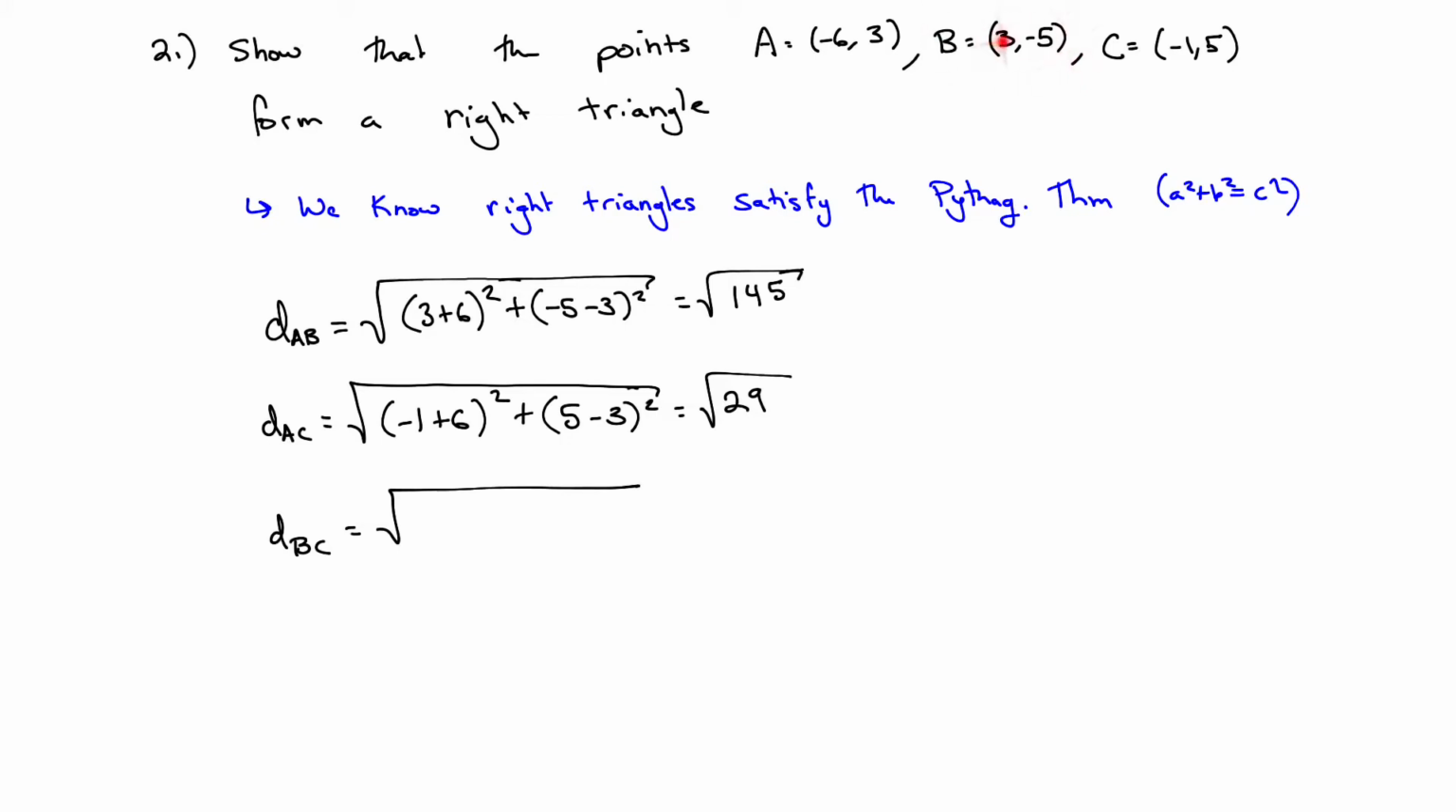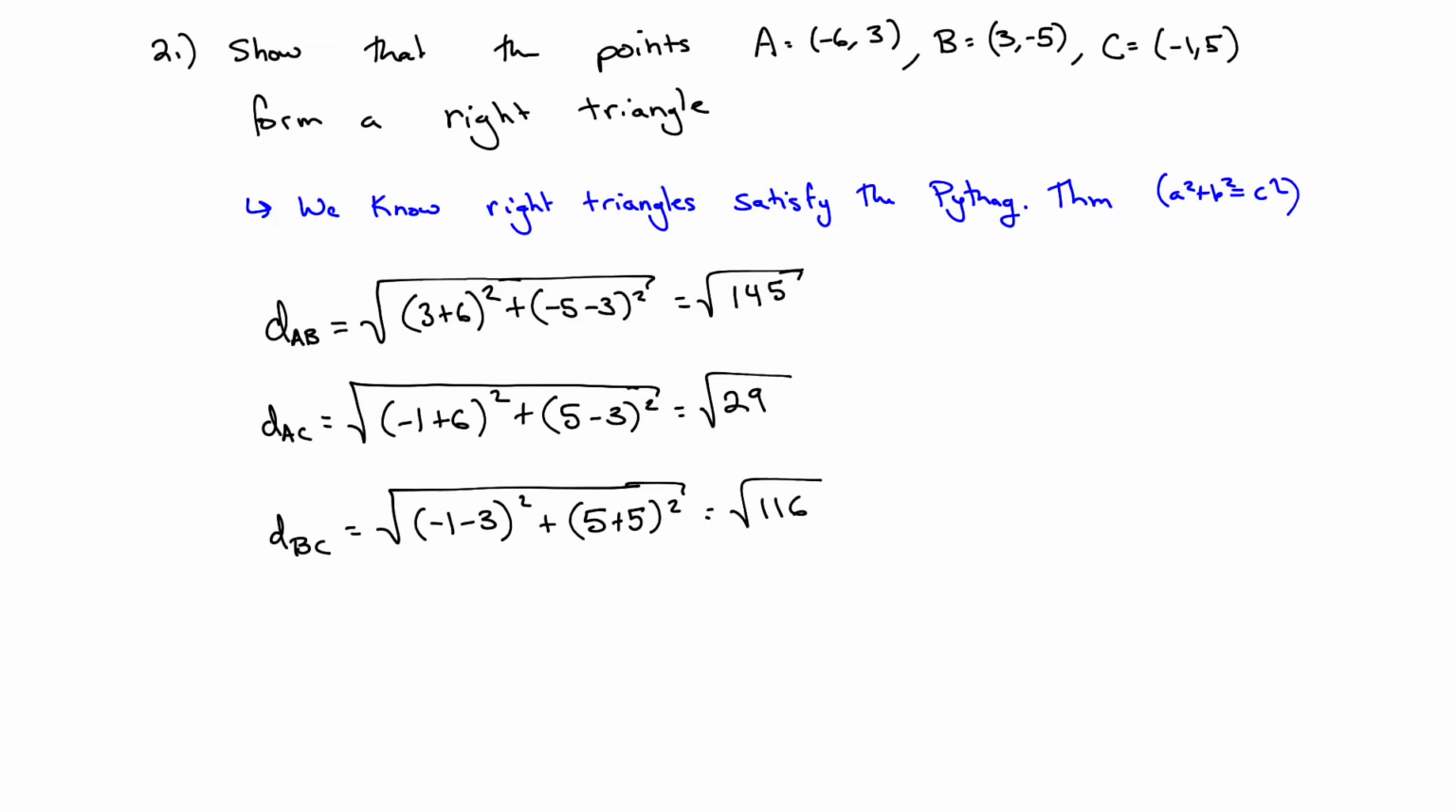Now B is my x sub 1, y sub 1, and C is my x sub 2, y sub 2. So I'll get negative 1 minus 3 squared, right? X sub 2 minus x sub 1, plus y sub 2 minus y sub 1, so 5 minus negative 5, which would be 5 plus 5, right? Squared, which will be the square root of 116. Okay, so those are all of our side lengths.